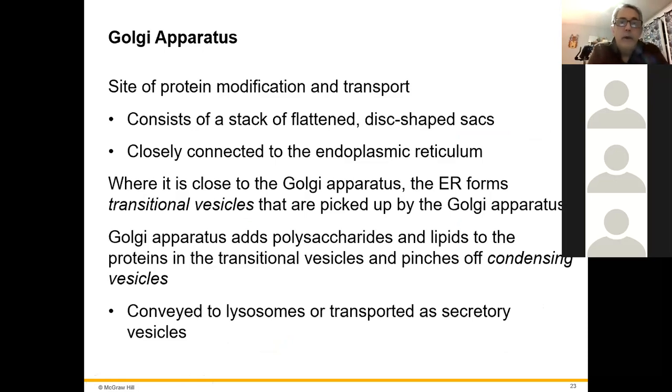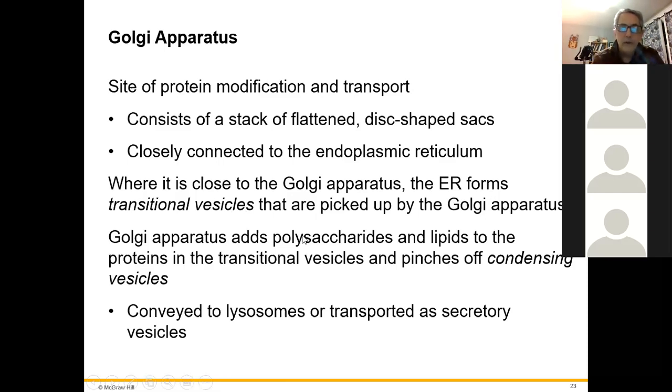So the Golgi apparatus is a site of protein modification and transport. The Golgi apparatus is a stack of flattened disc-shaped sacs. It's closely connected to the endoplasmic reticulum, so the proteins, once they're synthesized, can go to the Golgi apparatus and be modified for transport. Where the two are in close contact, the ER forms transitional vesicles that then go over into the Golgi apparatus.